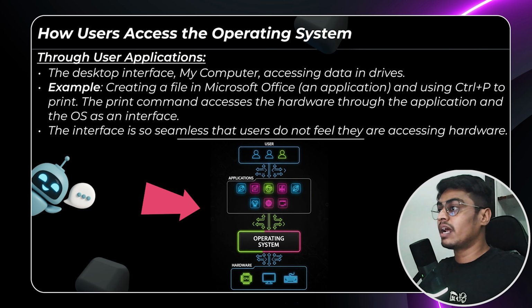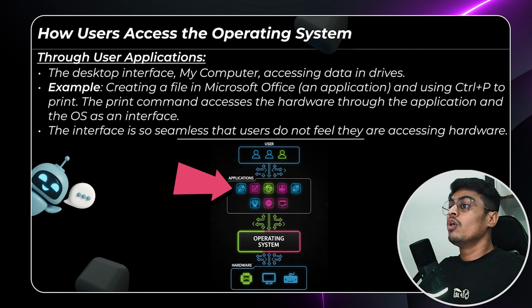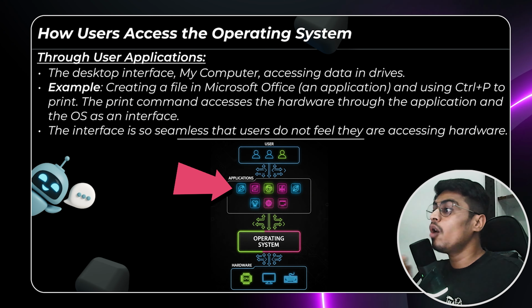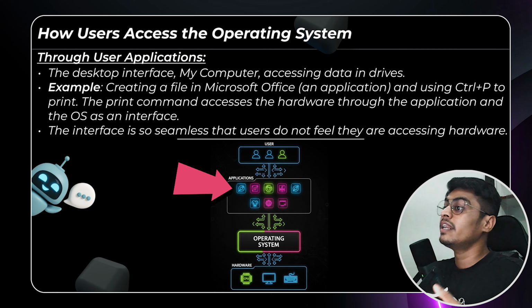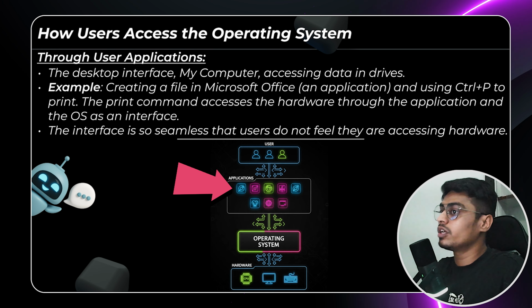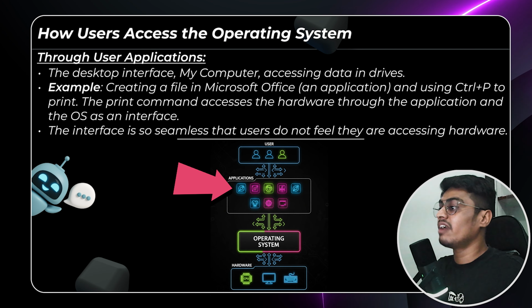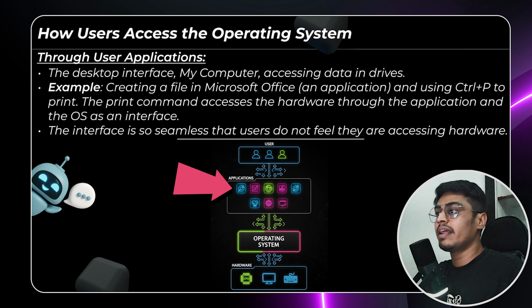As I wrote in the diagram, we have user applications also. What are the applications here? How do we access the operating system as a normal user? If you notice, when you turn on your laptop, the desktop appears. That's an interface. We can go to My Computer, access data, access any movie or song in C or D or E drive. Actually, a user can either access through applications or can access directly also.